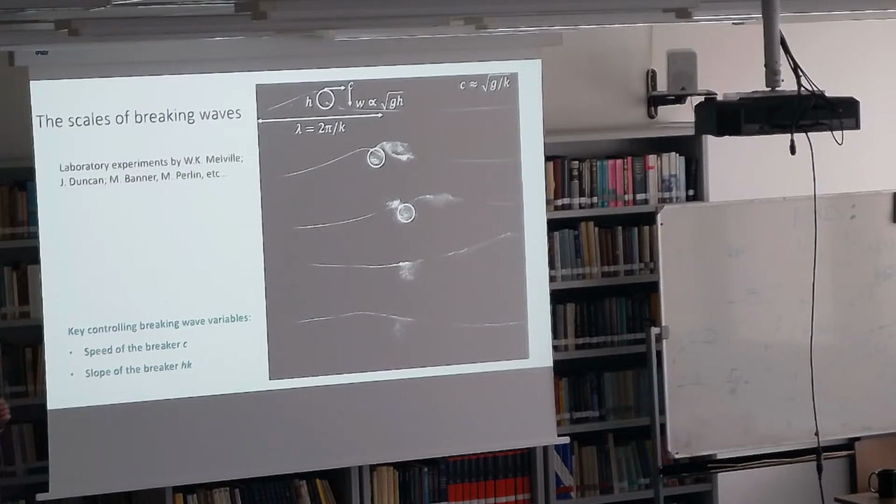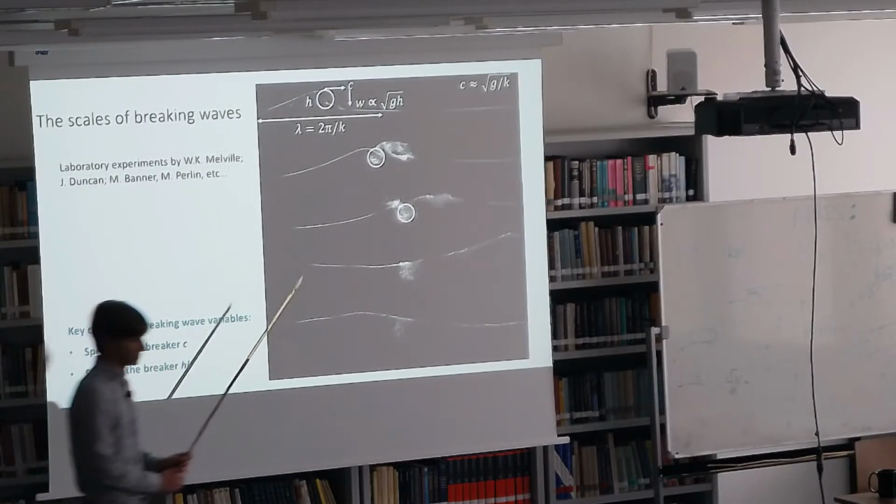So Ken and others have done these experiments in the last 40 years, so you have lots of data on this. And what comes out of it is that the two critical variables that control the breaking event are the speed of the wave, which is related to the wavelength, and the slope of the breaking, so the ratio of the amplitude of the wave over the wavelength. The higher the slope, the more air you're going to entrain, the more dissipation you're going to get. And so we're going to think about characterizing breaking waves with these two parameters.